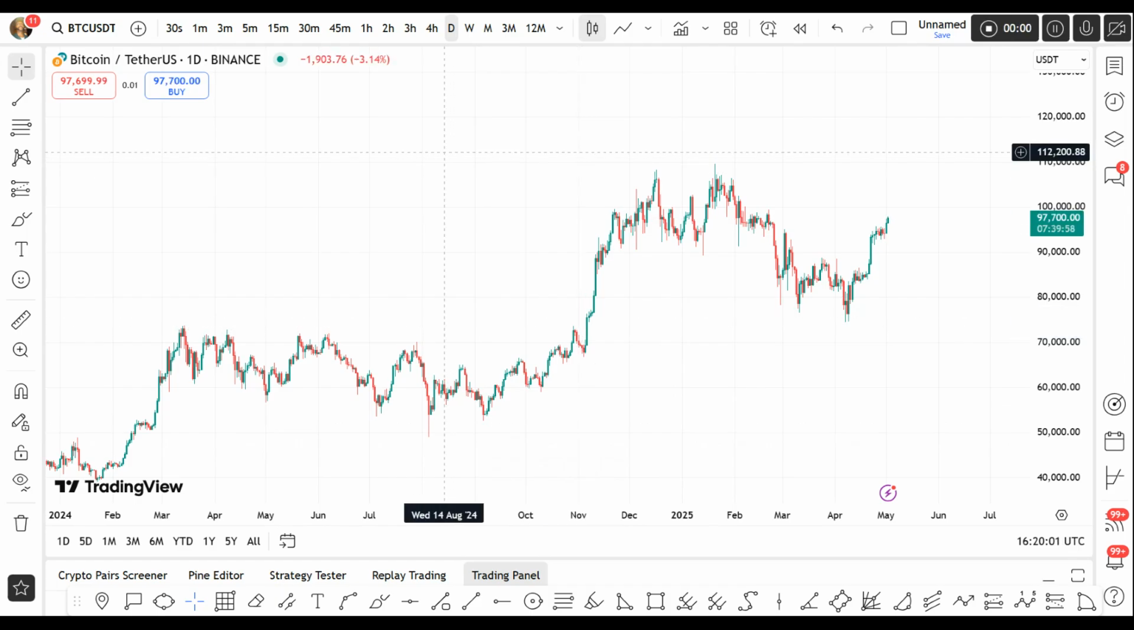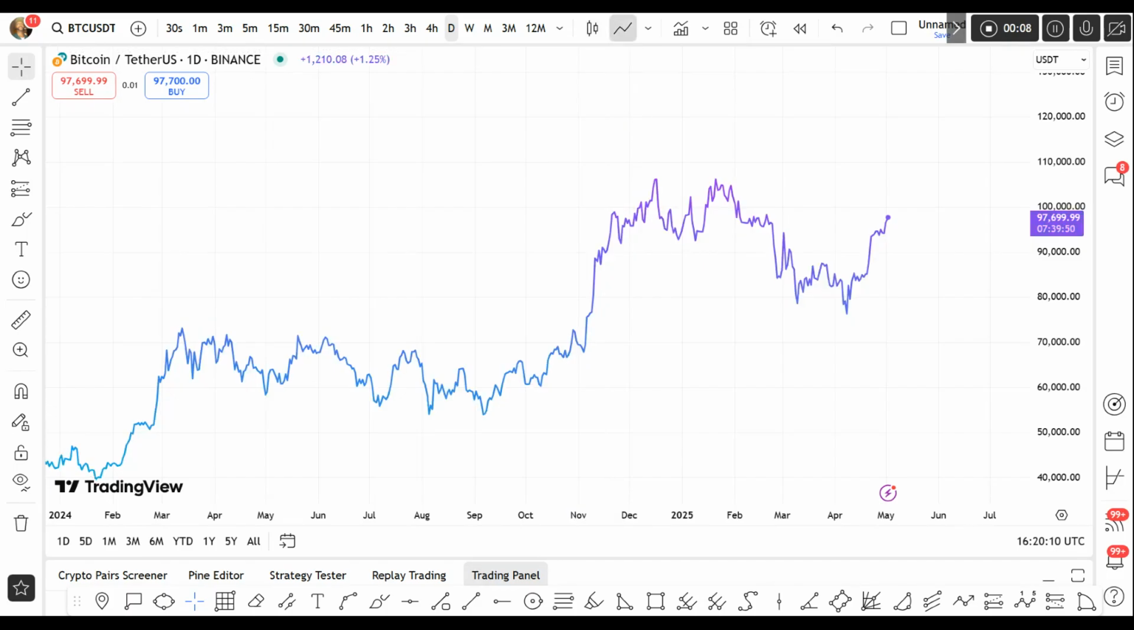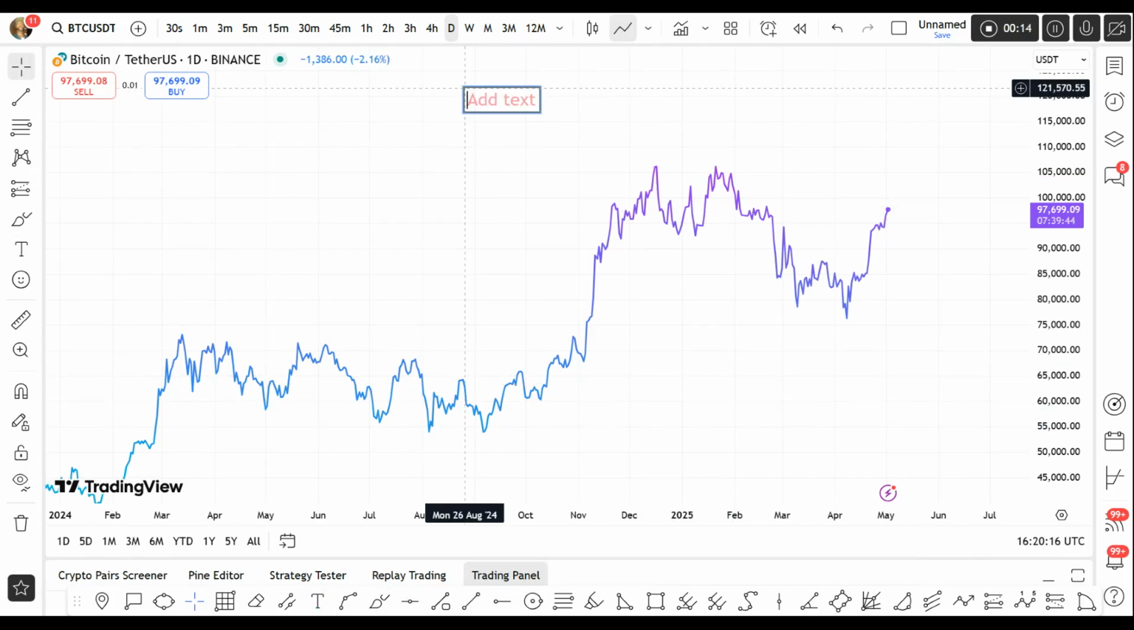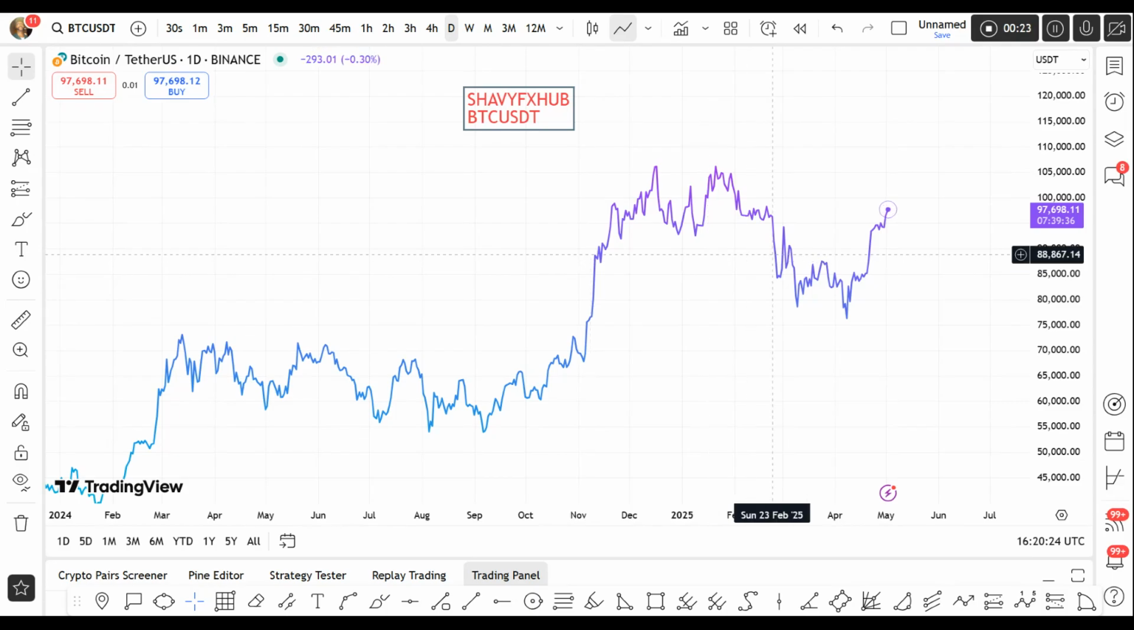It feels good to see the number one digital currency resume a bullish path. So we're going to switch out our line chart. That's the first thing we do at Shavyfxhub. Of course, the overall trend remains bullish.